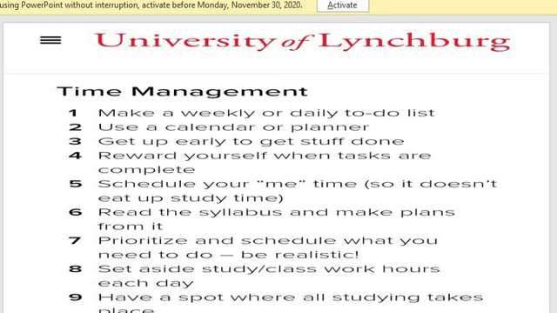So next is number 8. Set aside study classwork hours each day. So it is not important to study in the class only. There are various aspects and things where you can study, where you can spend your hours on studies. So these sort of things that you have to manage.